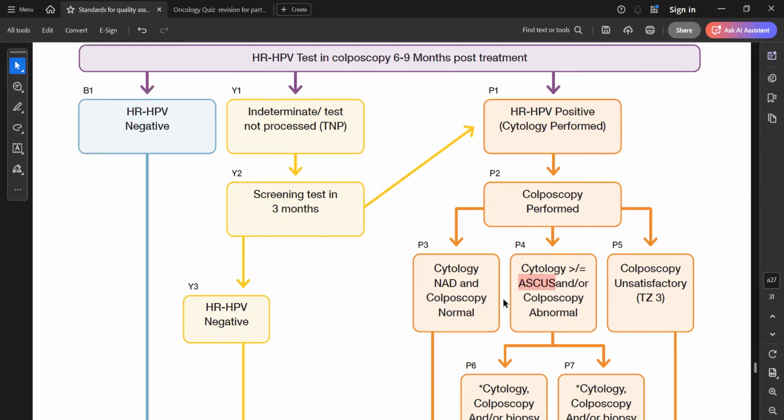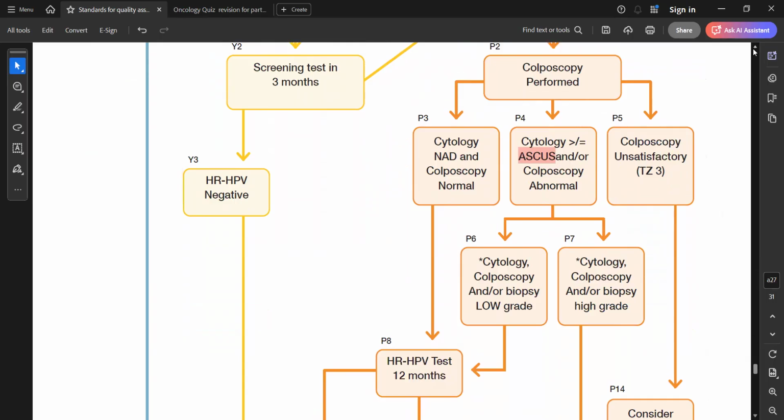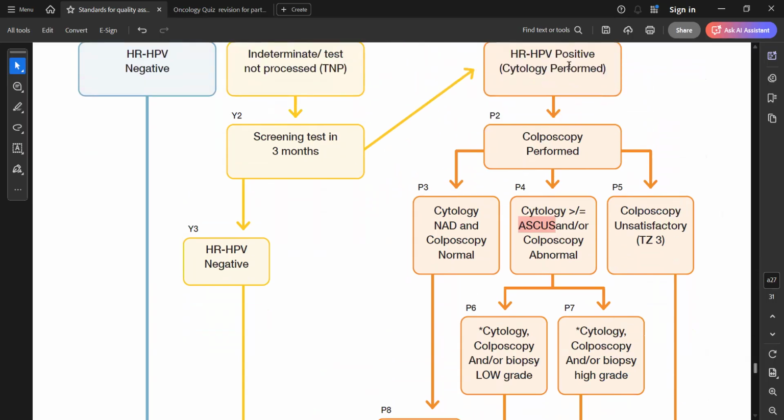If the colposcopy is normal, the cytology, nothing abnormal detected, what should I do? What should I do? HPV testing in 12 months. Why 12? Because it was positive from the beginning. It's not negative. It's positive. And whenever the HPV is positive, guys, you need to have a look at this woman earlier.